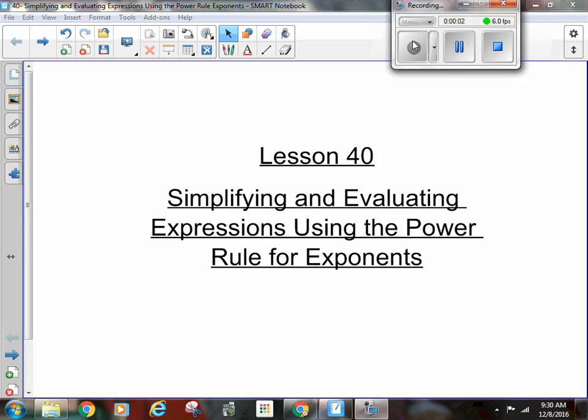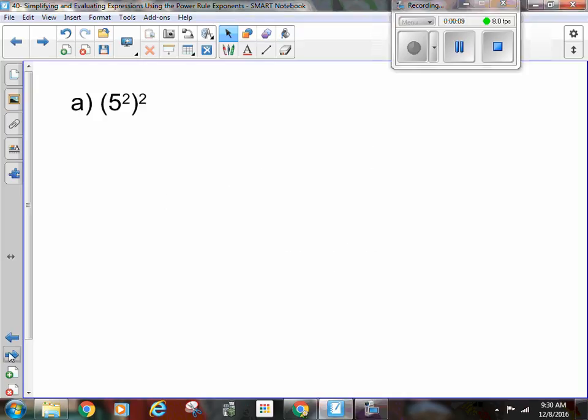All right, ladies and gentlemen, let's do lesson 40. It's simplifying and evaluating expressions using the power rule for exponents. So this is something you've seen before. When we have a power to a power, so that means a power and then a power on the outside of the parentheses, then you're going to just multiply those exponents.